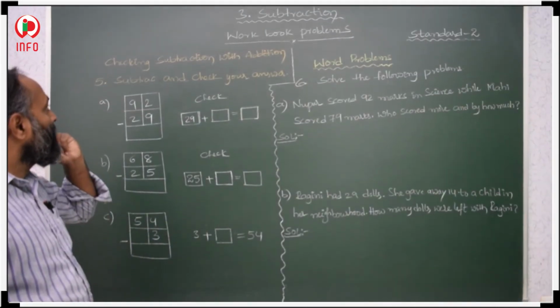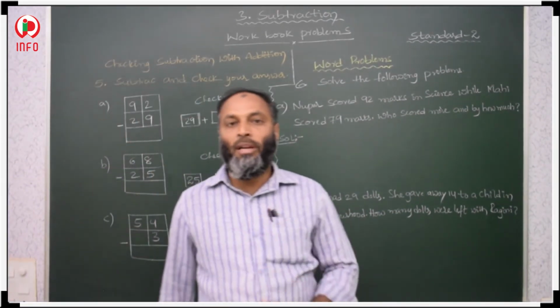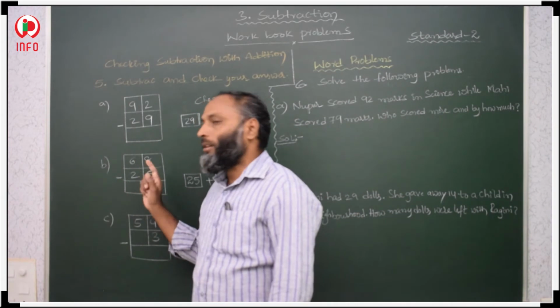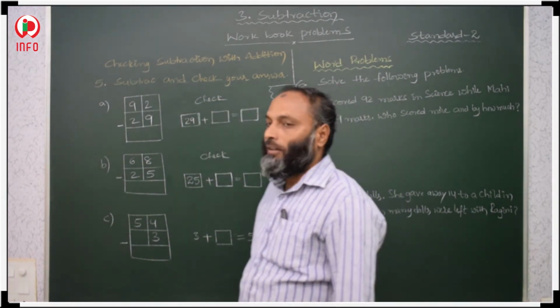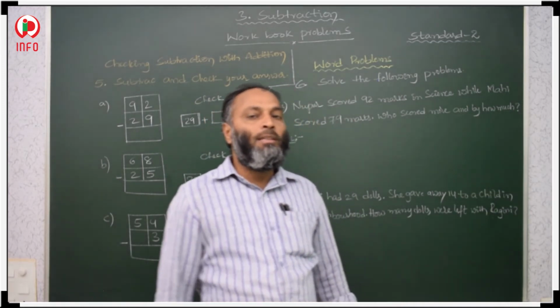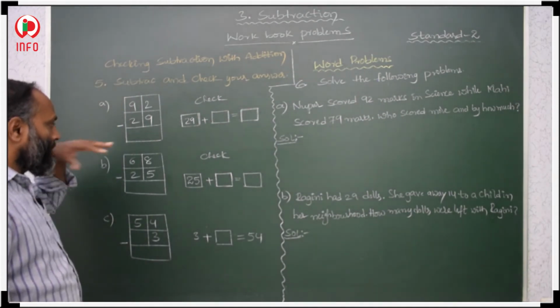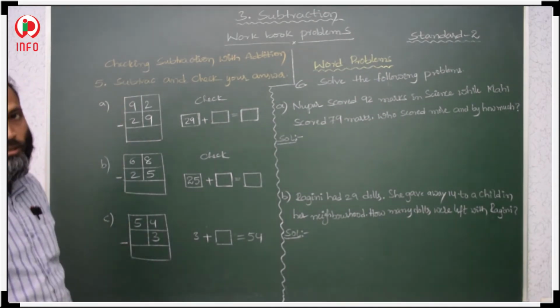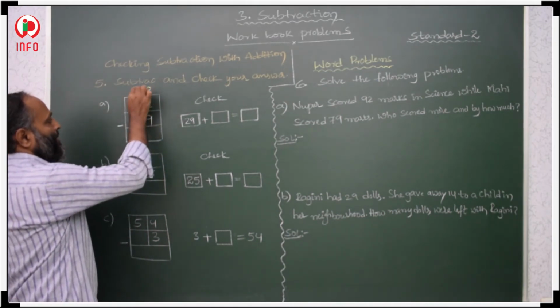Next, checking subtraction with addition. So first we have to subtract the given questions. After that we have to check our answer, whether it is correct or not, by adding. So how? First here see, 92 minus 29 is given. 92 minus 29. This is in the ones place. This is in the tens place.